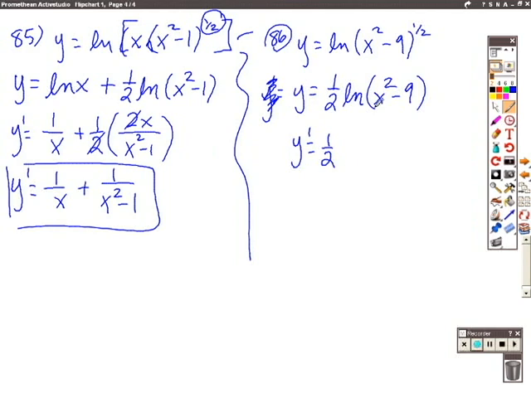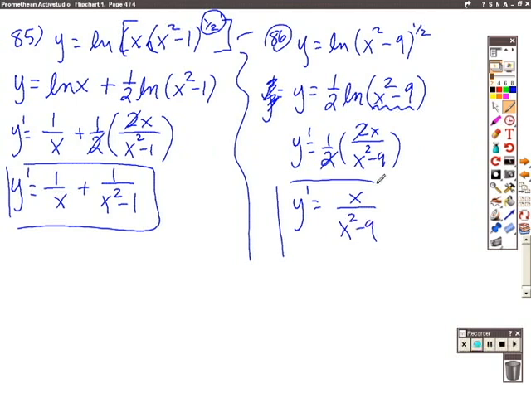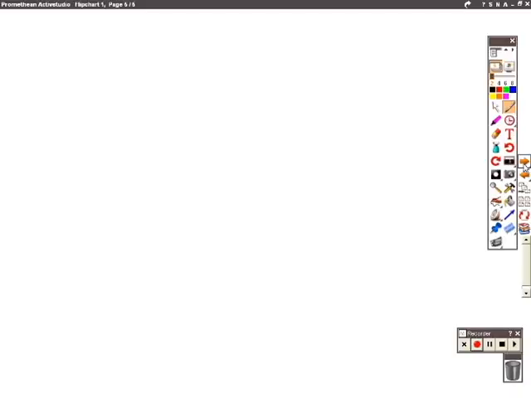The derivative u prime in this case would be 2x over u, which is x squared minus 9. The 2's divide out, and I get x over x squared minus 9. So using those log properties really makes your life much easier. All right, number 87.